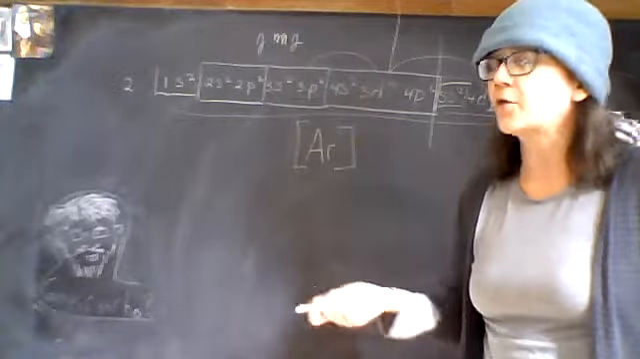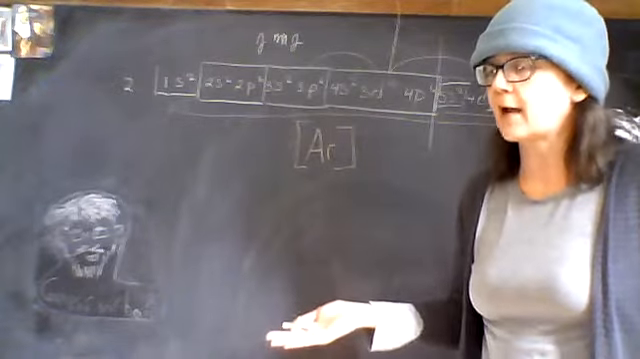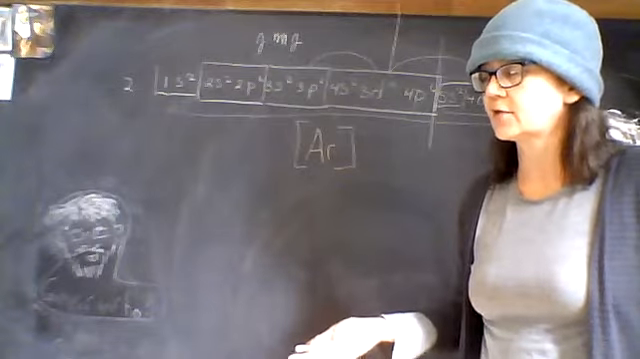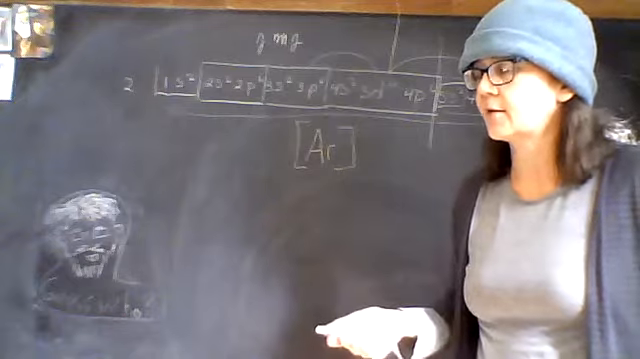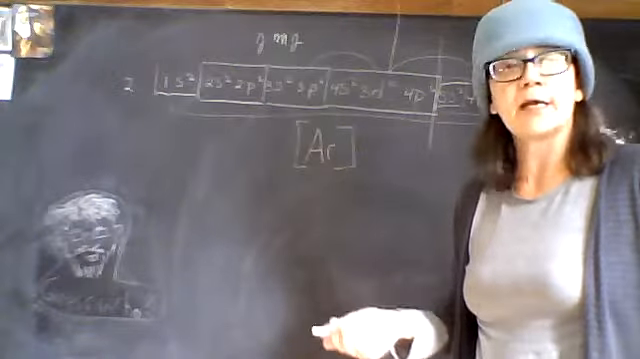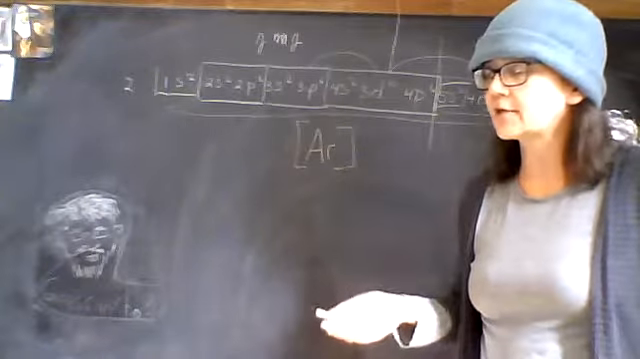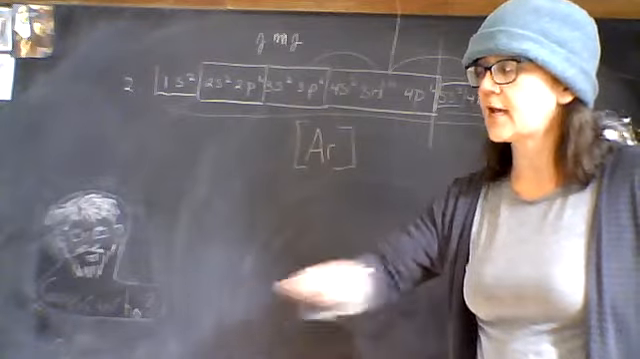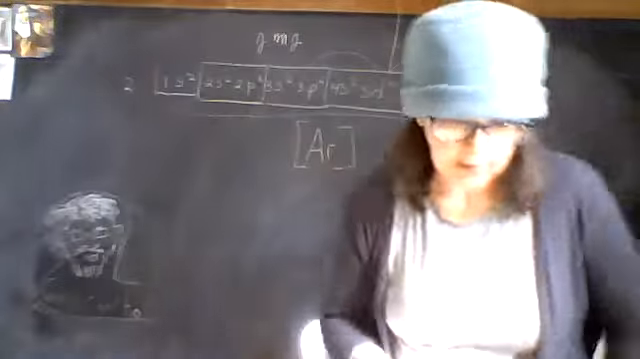And what do they not have? They don't have any openings in their valence electrons. They're not missing anything. All their energy levels are complete. And so these elements are very stable. They're very stable. Okay?